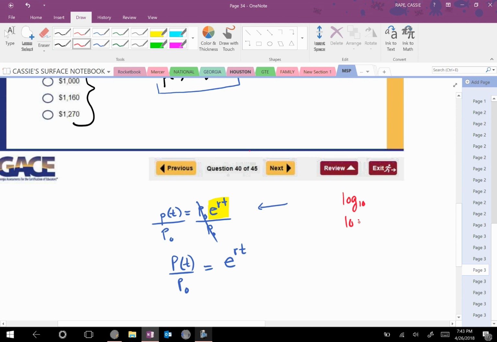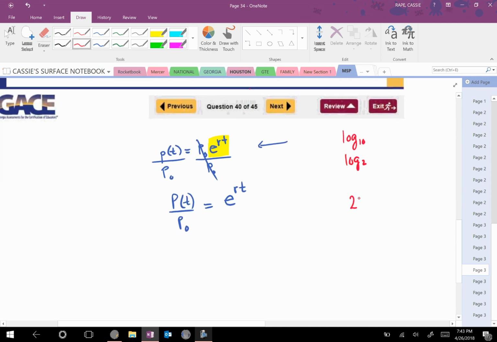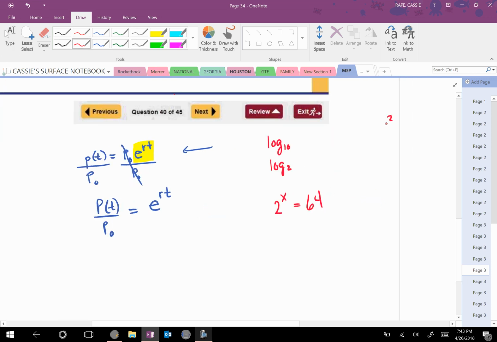If I had 2 to the power of x is equal to 64. Okay, you may actually be able to figure that out because you know that 2 times 2 is 4. If you multiply by 2 again, that's 8. If you multiply by 2 again, that's 16. If you multiply by 2 again, that's 32. And if you multiply by 2 again, that is 64.